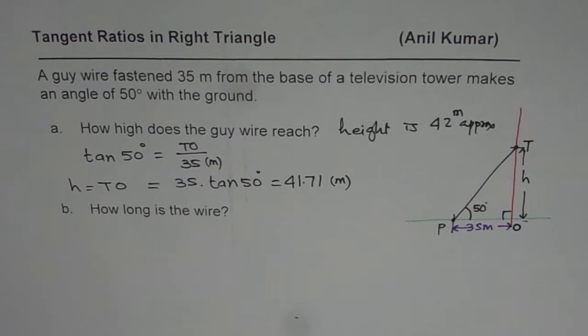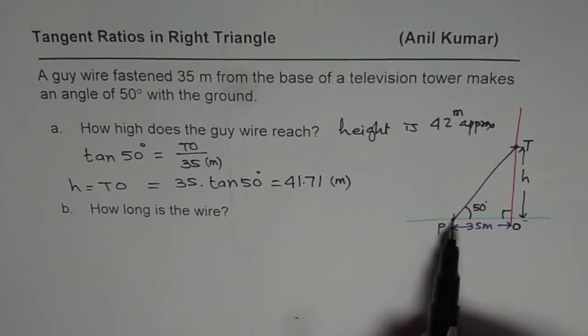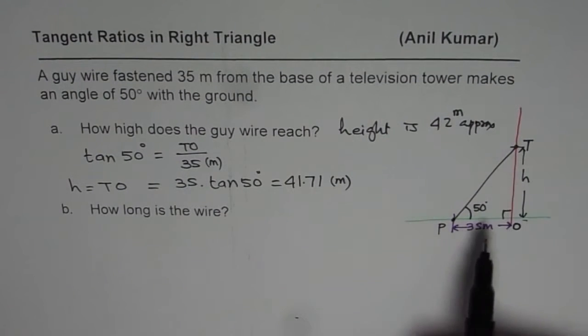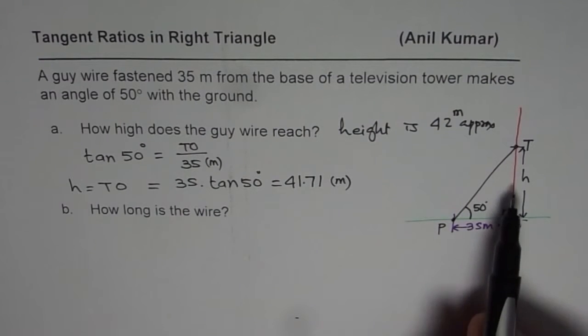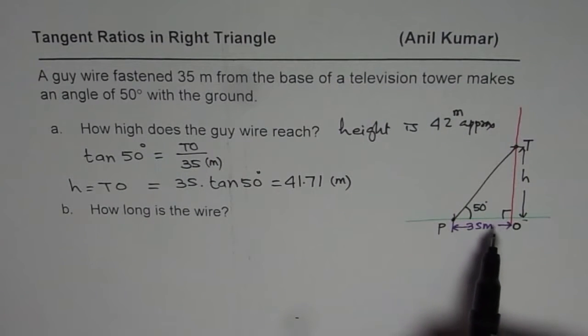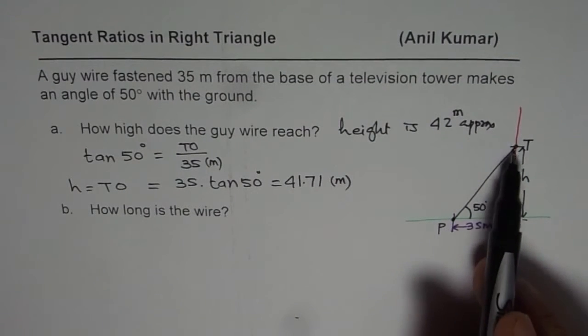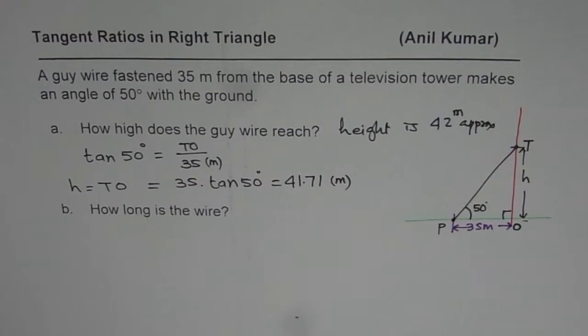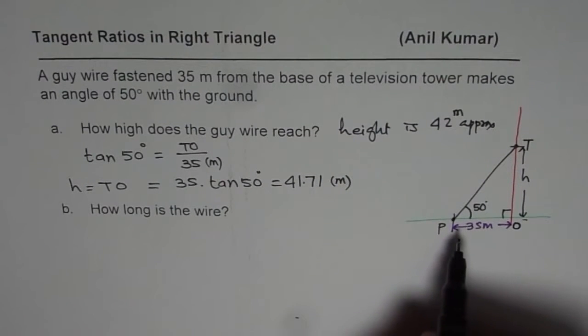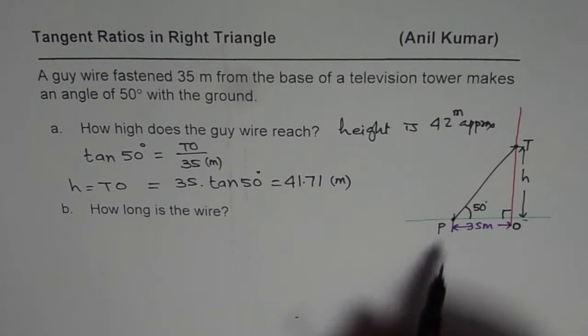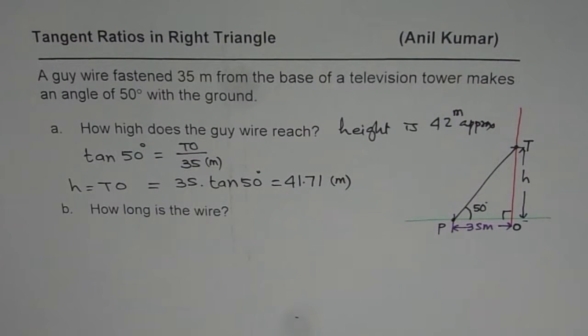Now the question is, how long is the wire? How do we find that length? At present we know what PO is and what OT is, and POT is a right triangle, so we can use the Pythagorean theorem to find the length of the wire, which is PT, right? At present I'm assuming that we don't know about sine and cosine, and therefore we are not using those methods. We'll soon learn that in the coming chapter, and then we'll do this question in an alternate way also.